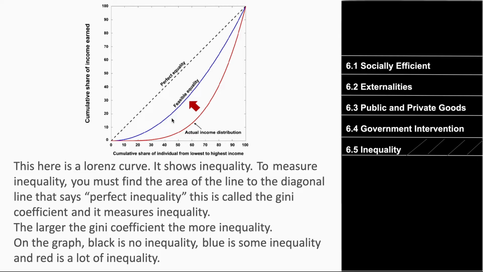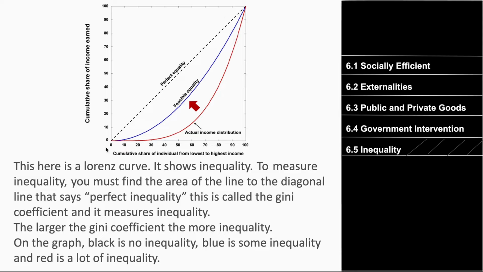The blue line is some inequality, but it's feasible. It's not terrible. We're always going to have inequality in a society. So this blue line's not bad. And then the red line is the actual income distribution in the United States. The more curved and the more space the lines take up, like the red line, the more inequality you have. The way to calculate it is actually finding the area from the perfect equality line to the actual line.